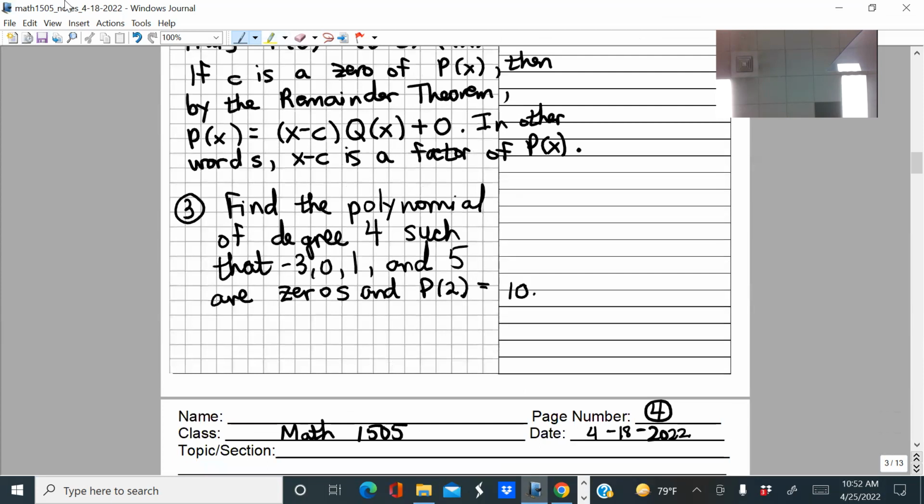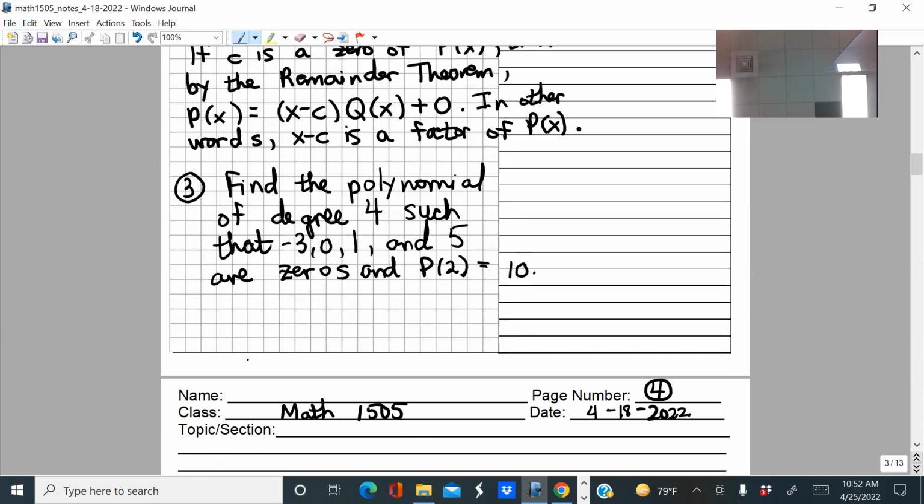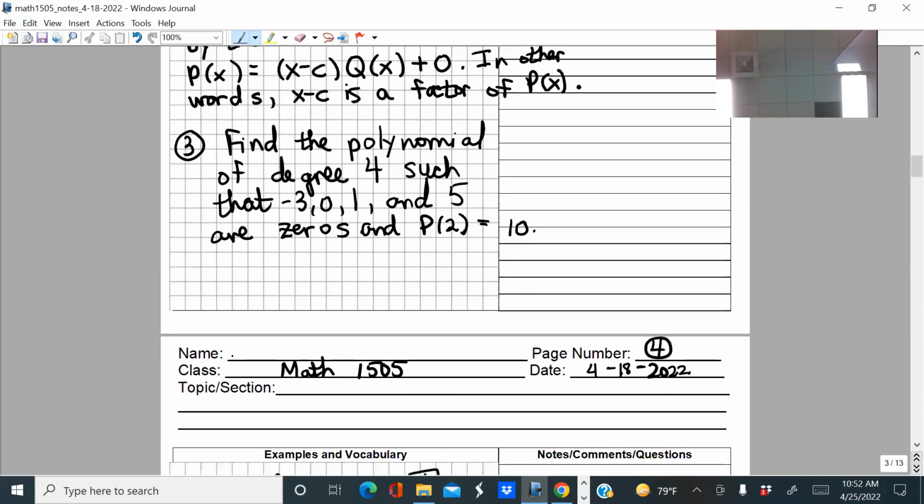So let's repeat the problem that we just did at the end of the homework. Now y'all have a good idea of how to do this, right? So find the polynomial of degree 4. We want a polynomial of degree 4, and we want -3, 0, 1, and 5 to be its x-intercepts, its zeros, its roots. So we want to find a polynomial of degree 4 that has those numbers as its x-intercepts.